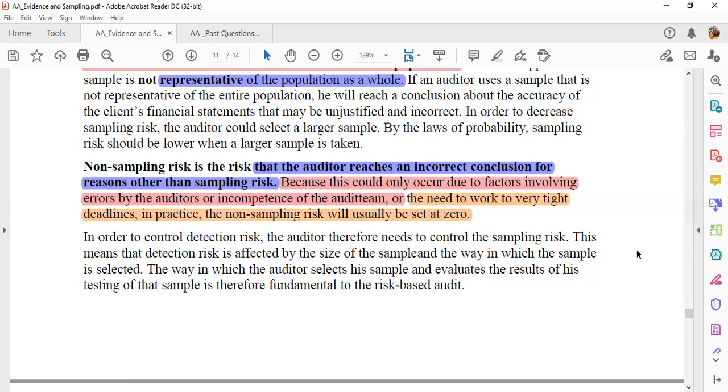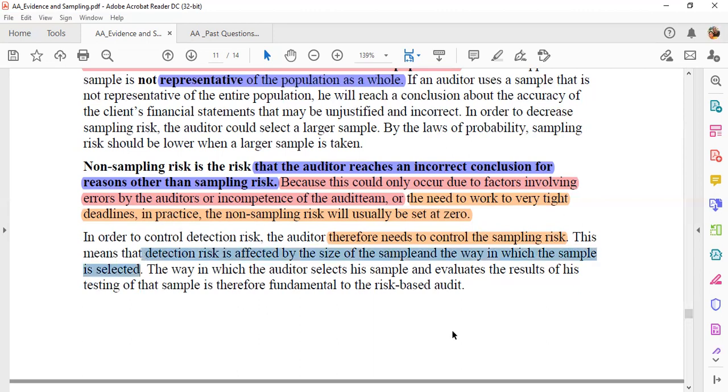In order to control detection risk, the auditor needs to control the sampling. Now I made mention of this earlier: the way you can reduce these risks is by controlling your sample, increasing your sample size. This means that detection risk is affected by the size of the sample and the way in which the sample is selected. So it is affected by this.